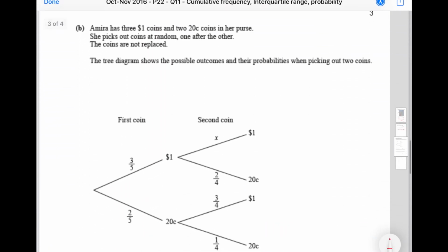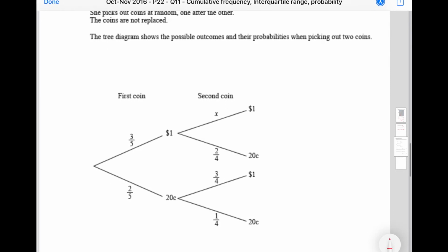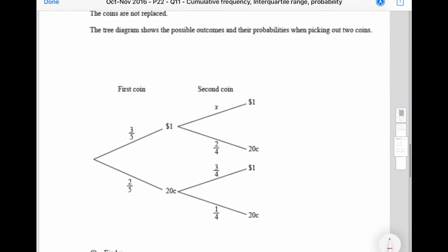Now we have a tree diagram. The question says Amira has three $1 coins and two 20-cent coins in her purse. She picks out coins at random, one after the other. The coins are not replaced. The tree diagram shows the possible outcomes and their probabilities when picking out two coins. This is the probability of the first coin and then the second coin.